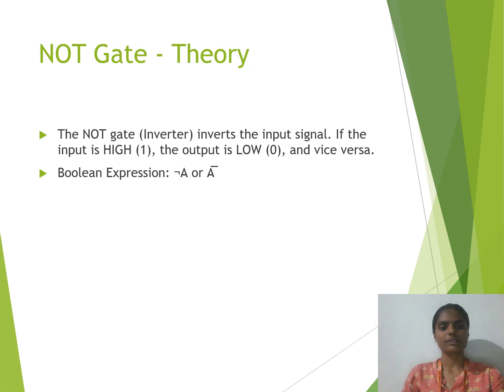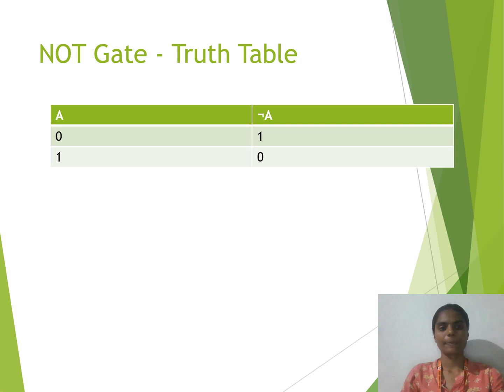NOT gate means the NOT gate, an inverter, inverts the input signal. If the input is high 1, the output is low 0 and vice versa. Boolean expression: A bar. NOT gate truth table: if the input is 0, 1 is the output. If the input is 1, 0 is the output.